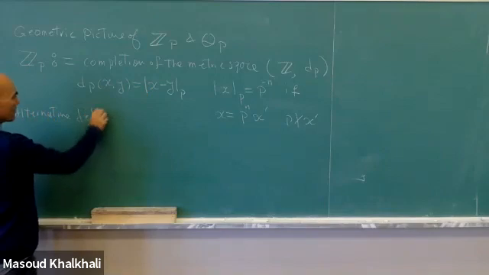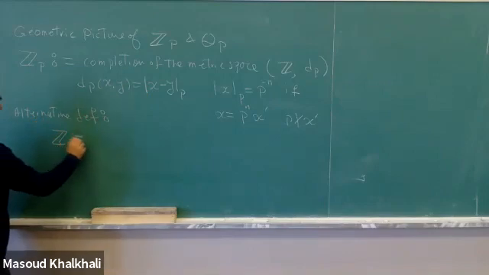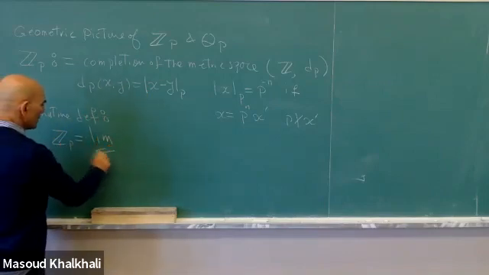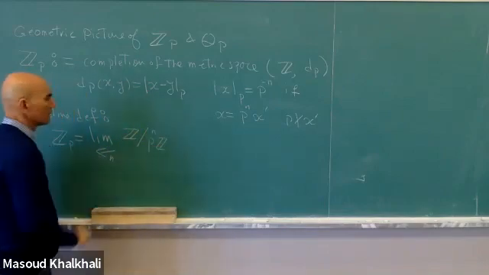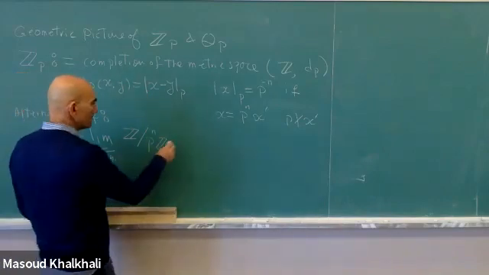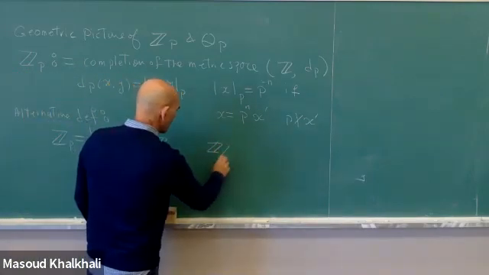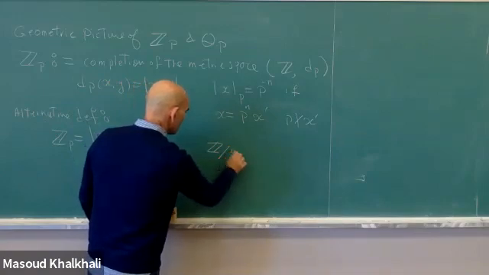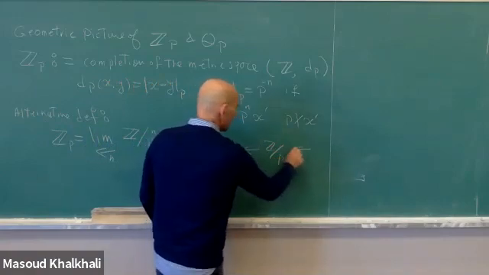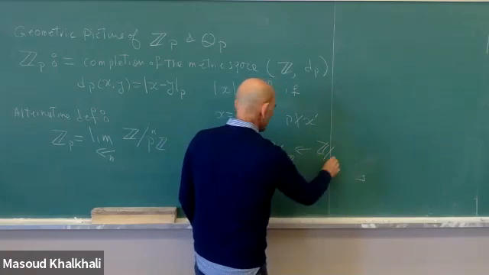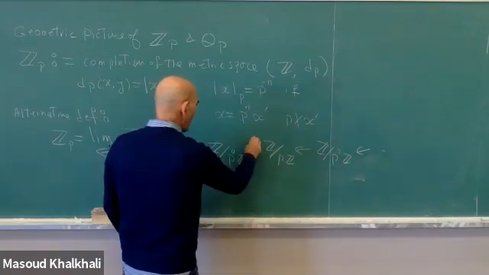Alternative definition is that, as I briefly touched on, Z_p you can write as the inverse limit of Z over p^n Z. So let me explain. By inverse limit we mean the following. So Z over Z, so this is p^0 Z, Z over pZ, Z over p^2 Z, and so on. So there are these maps phi.